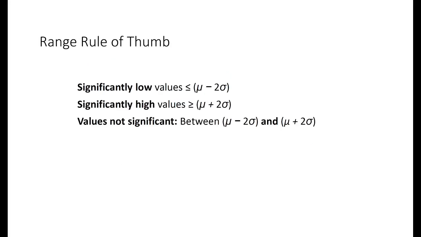The same range rule of thumb applies. A value is significantly low if it is less than mu minus 2 sigma, which is 2 times the standard deviation. It's significantly high if the value is greater than the mean plus 2 times the standard deviation, and a value is not significant if it is between mu minus 2 sigma and mu plus 2 sigma.